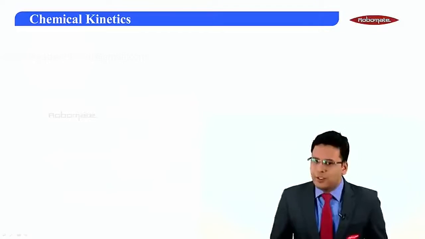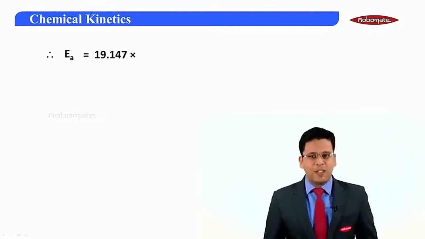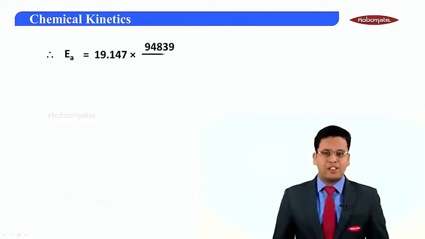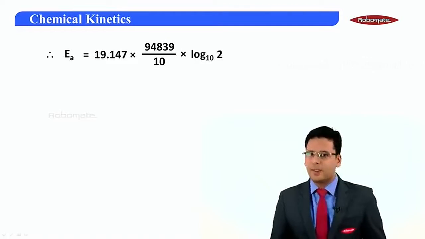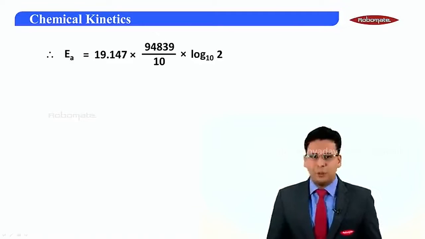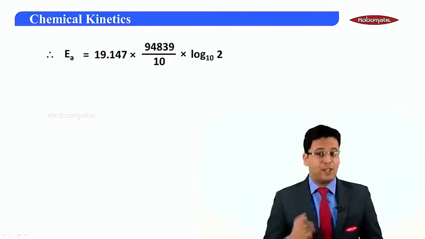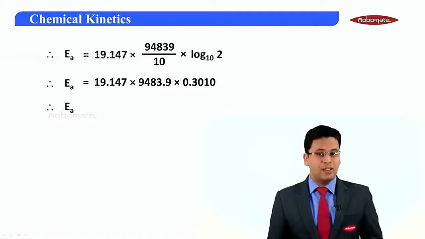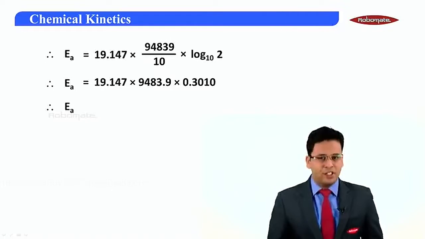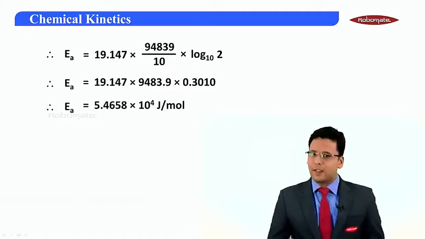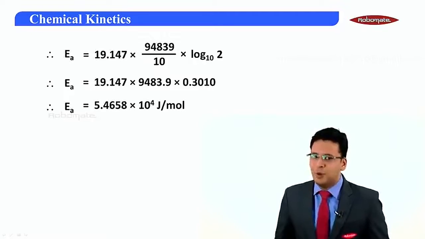Again, when you solve this equation further, you will get EA is equal to 19.147 into 94839 divided by 10 into log 2. Now, I'm sure you all remember the value of log 2 by now. So you solve this log and solve the fraction, and then you can rewrite the equation in this way. Again, when you solve this, the final value of activation energy will come out to be 5.4658 into 10 raised to 4 joules per mole.